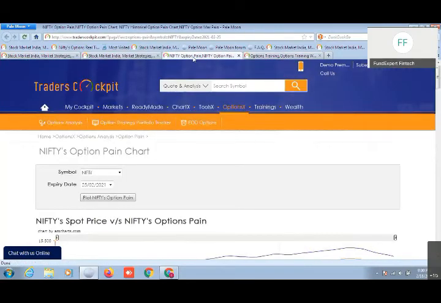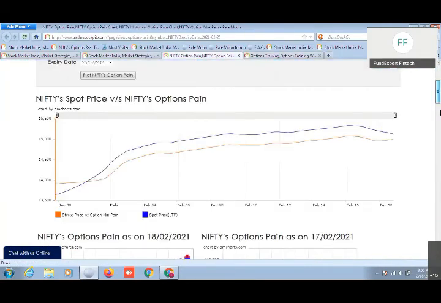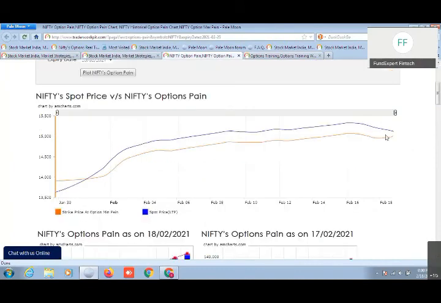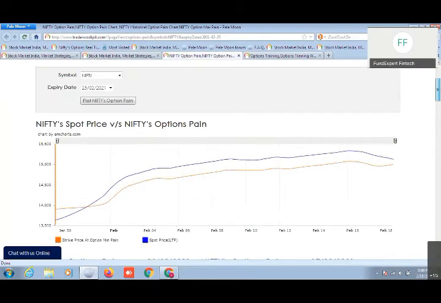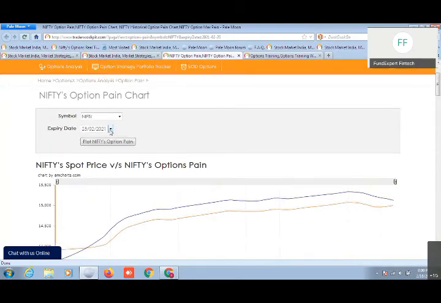We'll help out accordingly. But just to give an idea, back on this track, options pain, as I told you, by the time of expiry, normally the spot value tends to converge towards the pain line. Let's see how it happened for the previous month's expiry, for example.